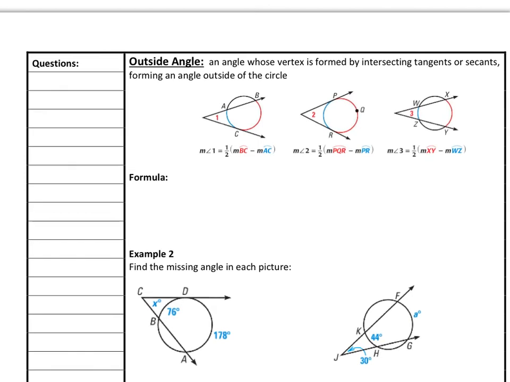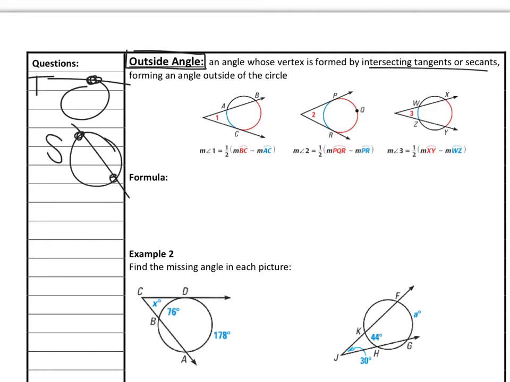All right, so on this page we're going to talk about these things called outside angles. So on the previous page we did inside angles inside the circle. These are outside angles outside the circle. Makes sense, right? These are formed by intersecting tangents or secants. So a tangent, remember, looks like this. It crosses over the circle one time, so that's the tangent. And a secant looks like this, crosses over the circle twice, and keeps on going. These have arrows on both ends.